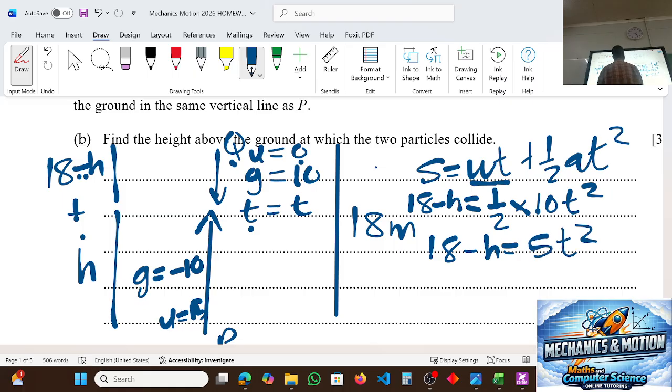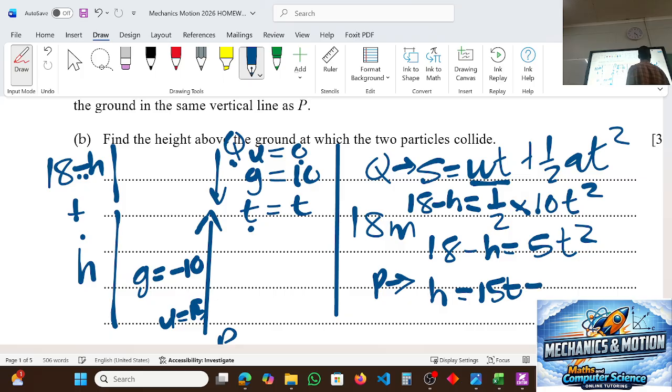Let me try for particle p. So this was for particle q. Particle p is going h upwards, so h equal to ut plus half a t squared, but initially its speed is 15, so it's going to be 15t, but the acceleration is negative, so it's minus half multiplied by 10 multiplied by t squared, because t is unknown. And when we simplify, h equals 15t minus 5t squared.